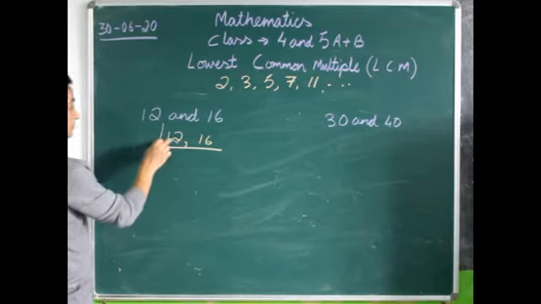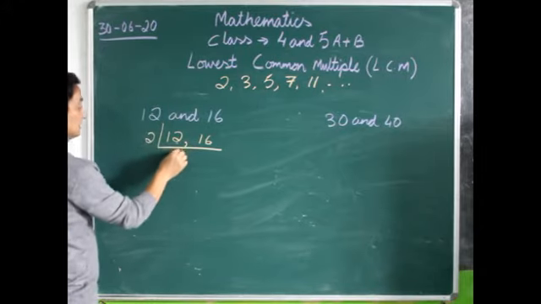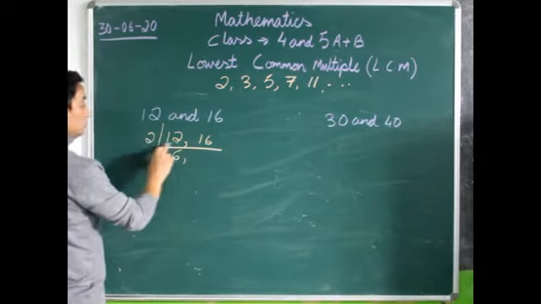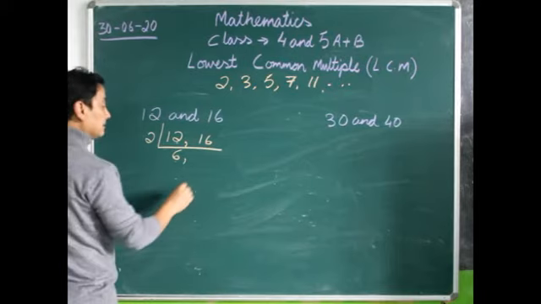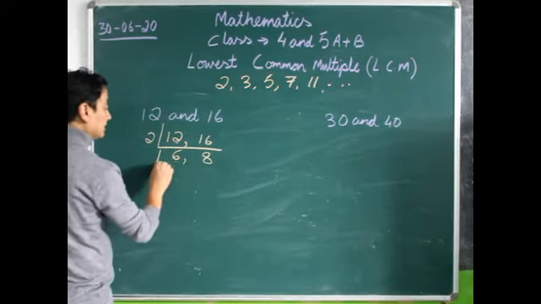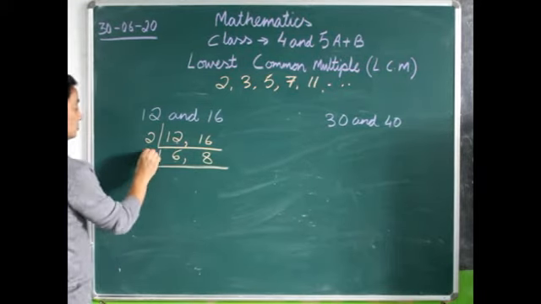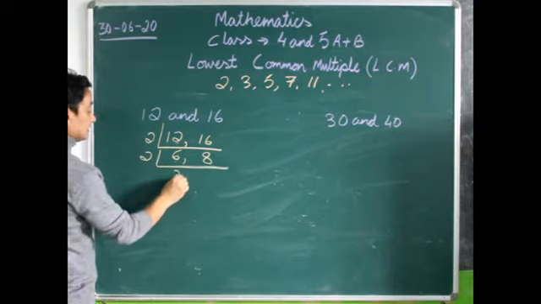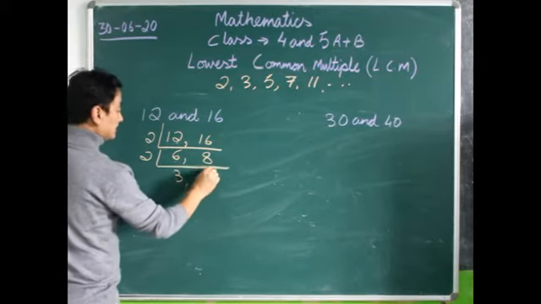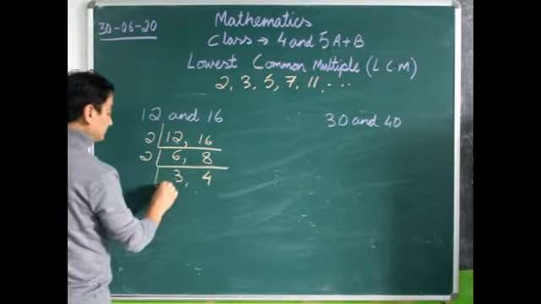Okay, which number will go into 12? 2. 2 6s are 12. Will 2 go into 16? Yes. How many times? 8 times. Which number will go into 6? 2. 2 3s are 6. Will 2 go into 8? Yes. 2 4s are 8.